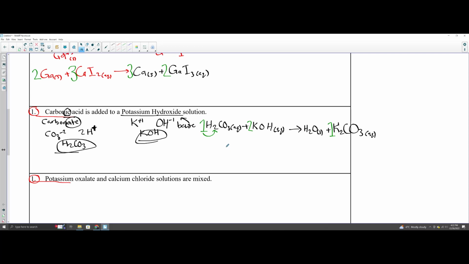Okay, let's keep going. 2 times 2 is 4. Let's do the oxygens now. So we've got 3 oxygens here, plus 2 here is 5. We've got 2 here, plus 3 here is 5. So this looks good. Done.